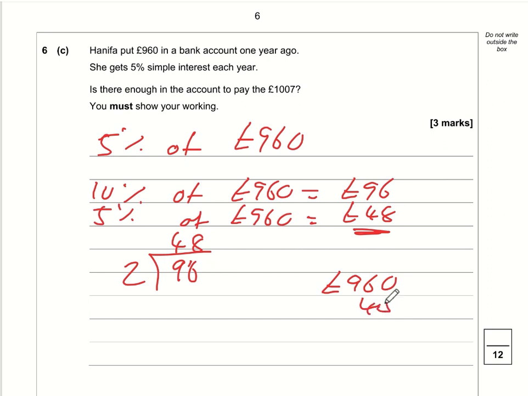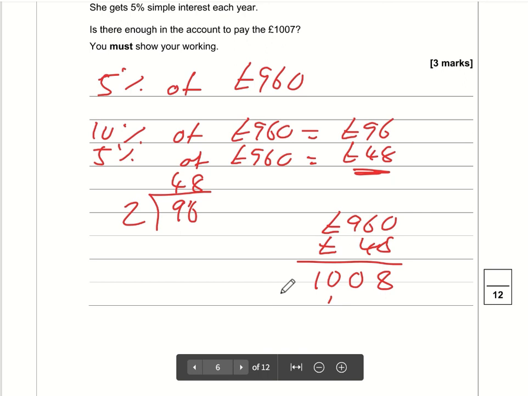If Hanifa puts £960 in a bank account and she gets £48 interest, then she will have 960 plus 48. 0 plus 8 is 8, 6 plus 4 is 10, carry the 1, 9 plus 1 is 10. Is there enough money in the account? Yes, because 1008 is more than 1007. And that is the end of this particular paper.